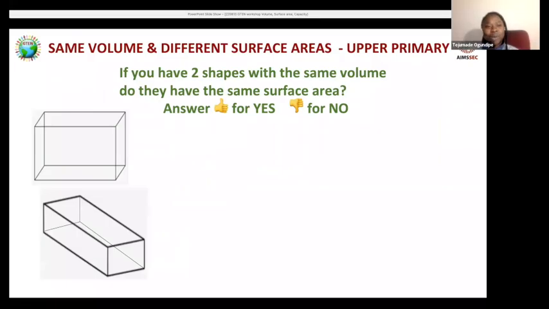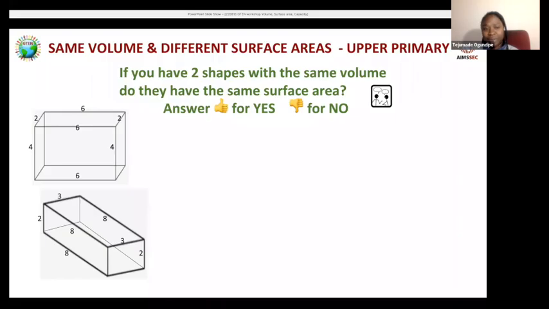Yeah, so now we are looking at the same volume, different surface areas, and you can look at this from the upper primary. So we want you to look at these 2 images, just look at them. Now, if you have 2 shapes with the same volume, do they have the same surface area? Thumbs up, thumbs down, and you can use the charts. They have the same volume. Do they have the same surface area?